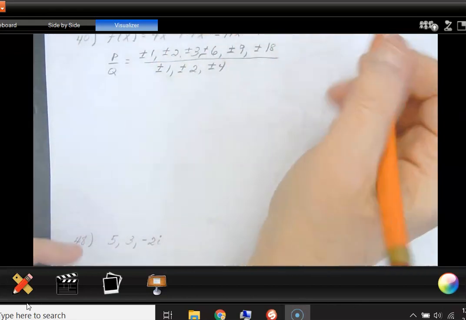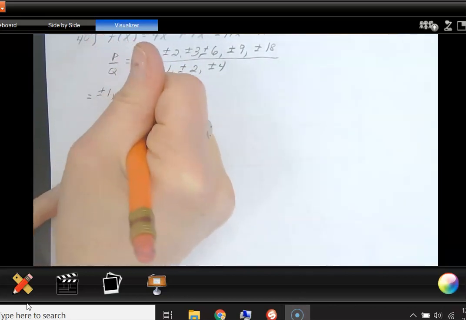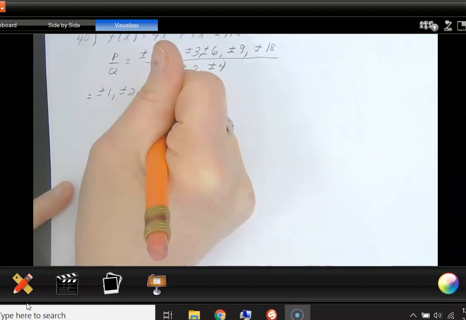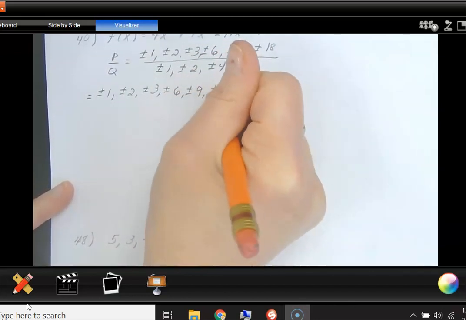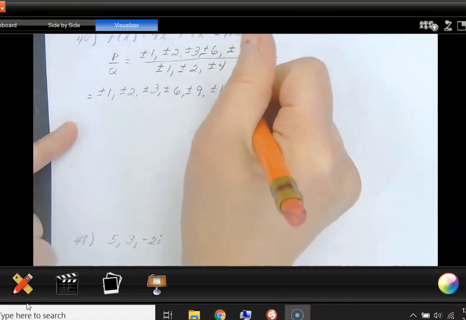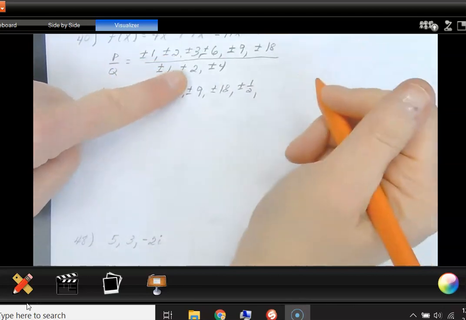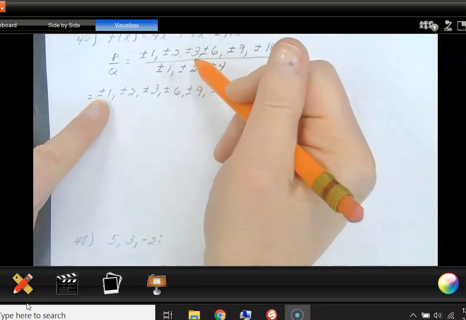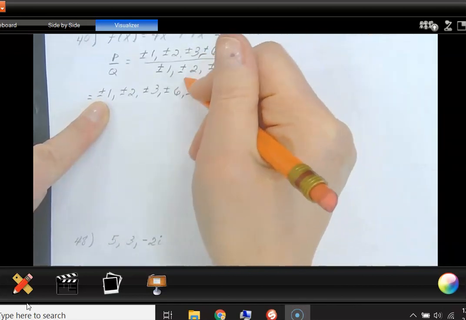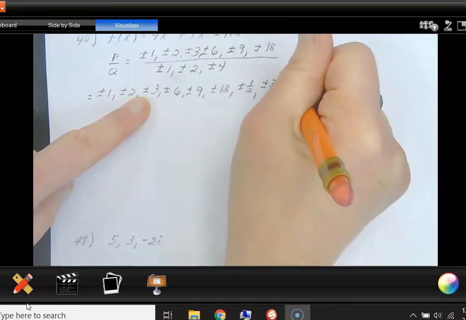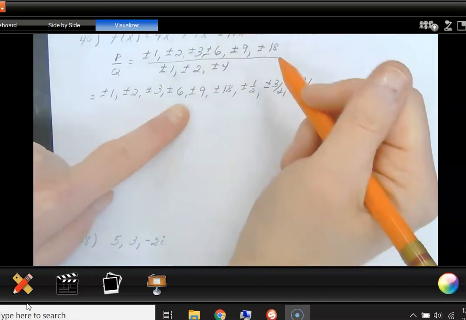You would need to separate all of these. So putting them all over 1. All of them over 2. Okay, so I did 1 over 2. Now 2 over 2, we already have that. That's 1. 3 over 2. 6 over 2 is 3. 9 over 2. And 18 over 2 is 9.